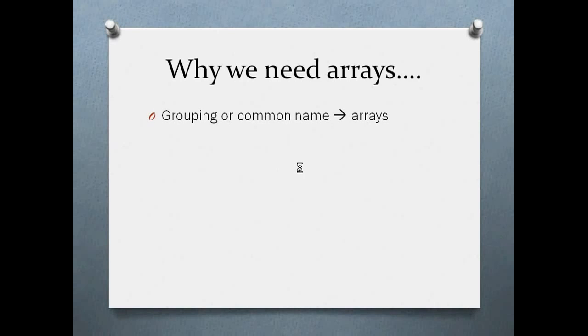So arrays give a grouping or a common name to a group of variables. Instead of mark 1, mark 2, I'll call this a mark and say that I need 50 marks, with the extra symbol like braces. I will look into that later. So by declaring one variable, all the problem is solved. One variable with size of 50.